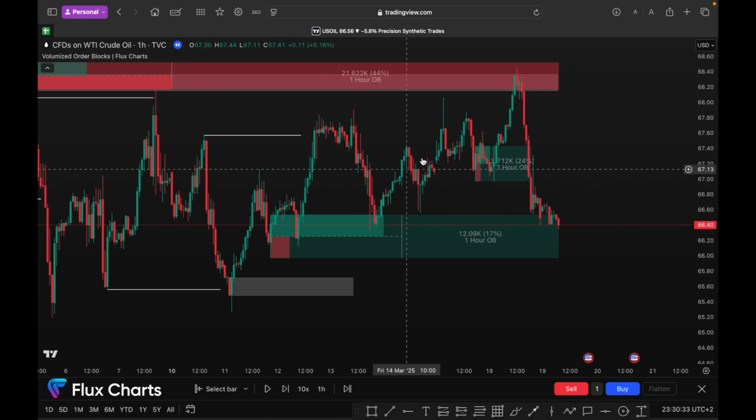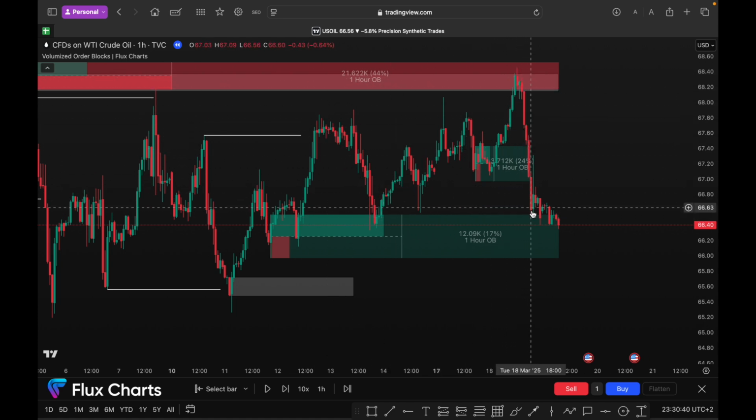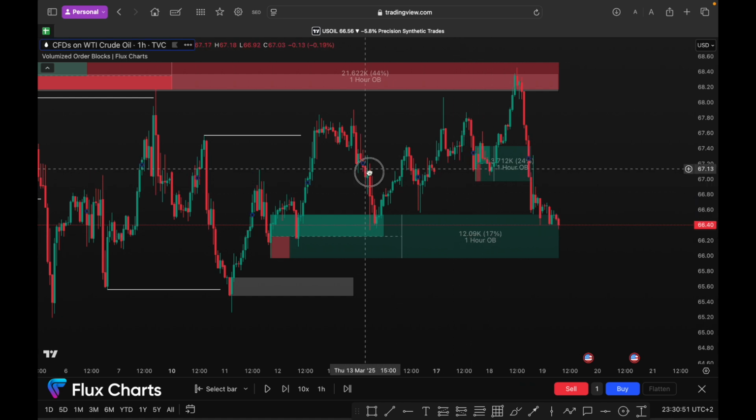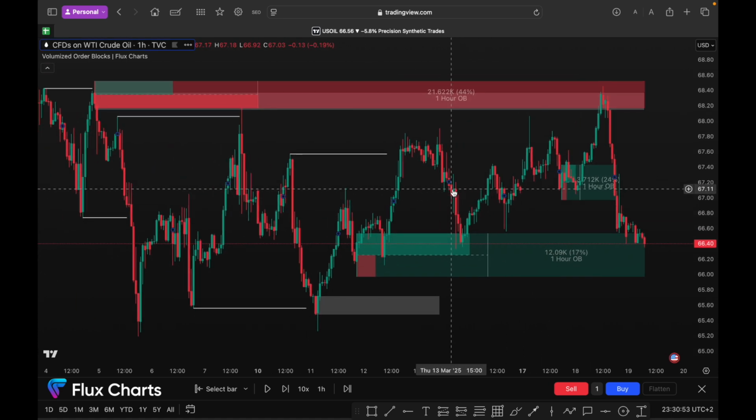We respected this one here. We came back to respect this one, and price came all the way down to this big area zone right over here. You can see there's a bunch of orders resting just here. And yeah, let's go have a look at another example.